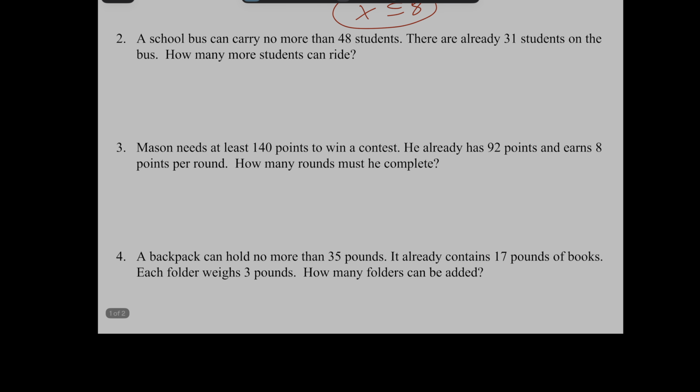A school bus can carry no more than 48 students. We don't have any more seats. We're going to fill up. There are already 31 students on, so that's our starting point, 31. How many more students can ride? Well, I'm going to add how many students? I don't know, so that's my x. And I have to relate that to 48. Does this need to be bigger than 48 or smaller? Well, we only have 48 seats, so it needs to be smaller. That's why we go less than or equal.